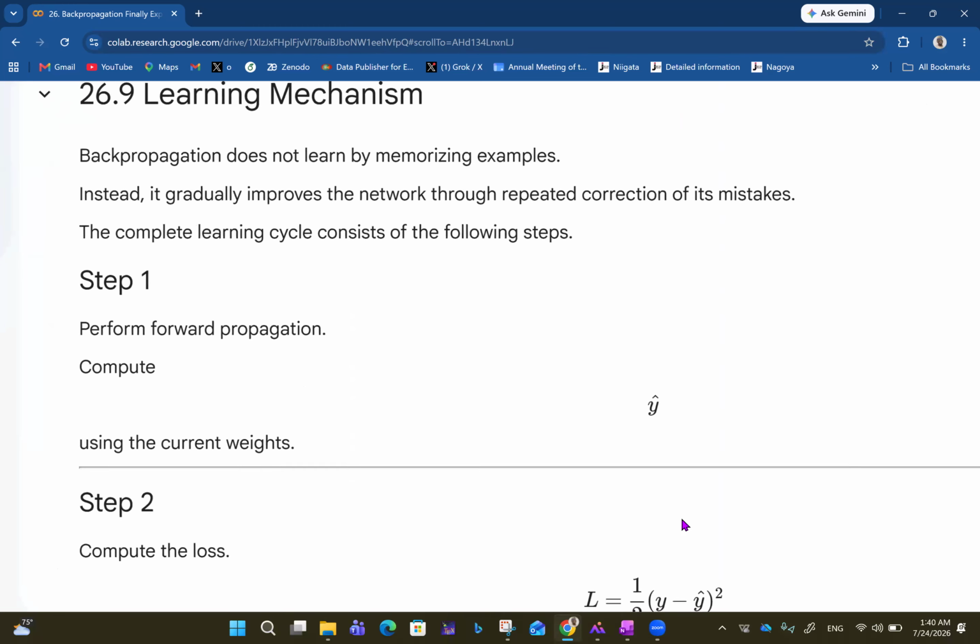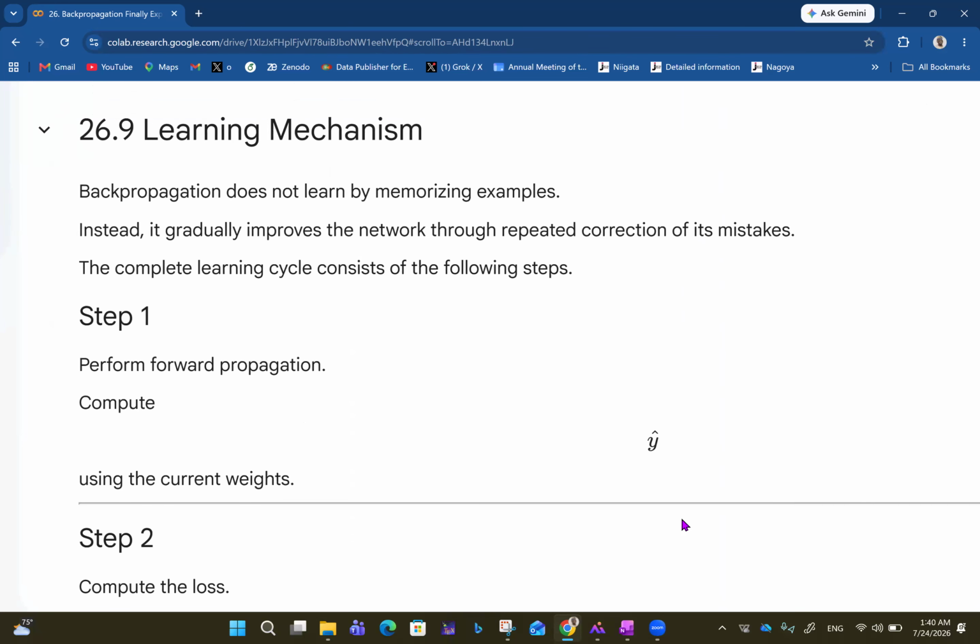And then that takes us to the idea of the learning mechanism. How does learning take place? Basically, the whole learning mechanism happens in backpropagation. Backpropagation does not learn by memorizing examples. Instead, it gradually improves the network through repeated correction of its mistakes. The complete learning cycle consists of the following steps.